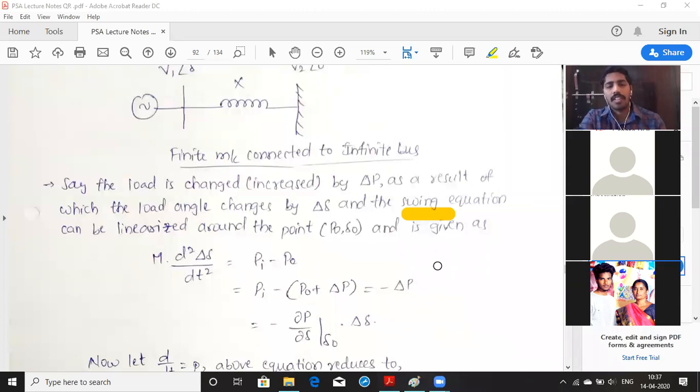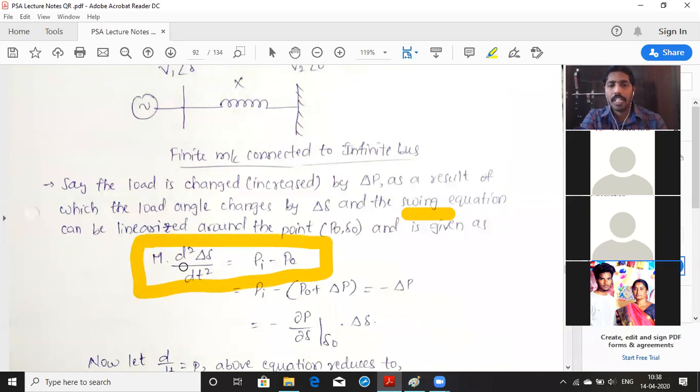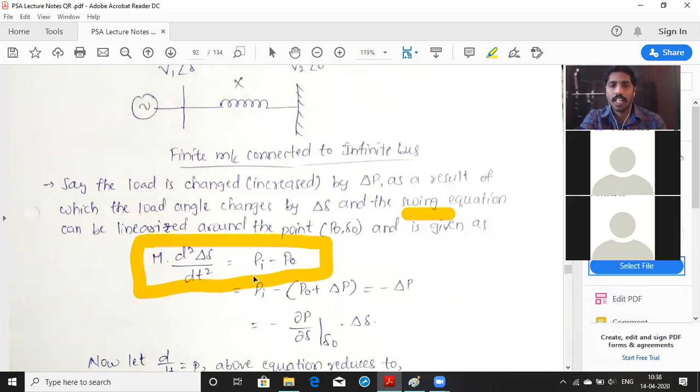So for better understanding, let me explain what the swing equation actually is. This is the equation we are going to derive under the transient stability condition, and we are going to call it the swing equation: M d square delta by dt square is equal to Pi minus PE.